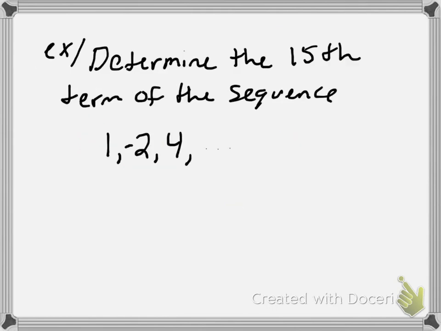Alright, so we're going to determine the 15th term of the sequence. So again, we're going to have to figure out what's happening each time. When I look at the sequence, I'm going from a positive 1 to a -2 to a positive 4. So automatically I know I'm multiplying by some sort of negative because it's switching signs. So in order to go from 1 to -2, I had to multiply by -2, and to go from -2 to 4, I also had to multiply by -2. So that means my common ratio is -2.